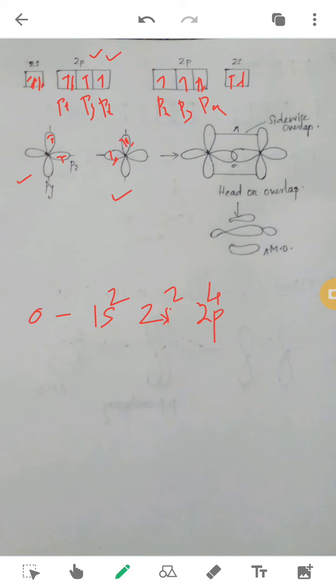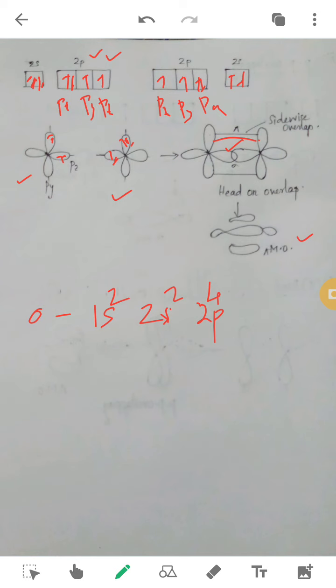One will come with a head-on overlap, forming a sigma bond, and the other one will come as a sidewise overlap. It will get closer. It's not shown because, as we have seen, in pi bonding the lobes come to a smaller extent, but they come to an overlapping extent. So that will overlap and give you a sidewise overlapping, forming a pi bond. So this will be the molecular orbital formation. This is what we have learned for pi orbitals and sigma orbitals.